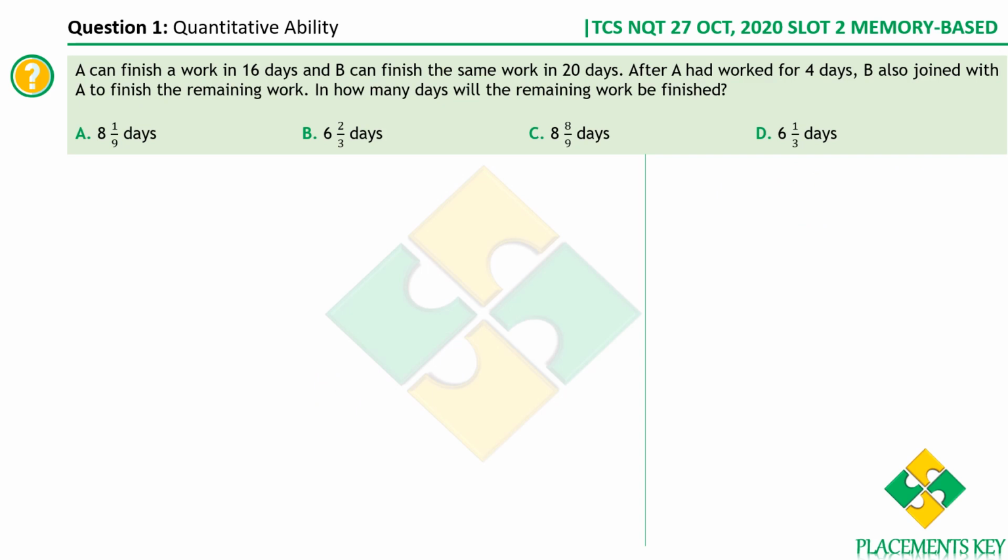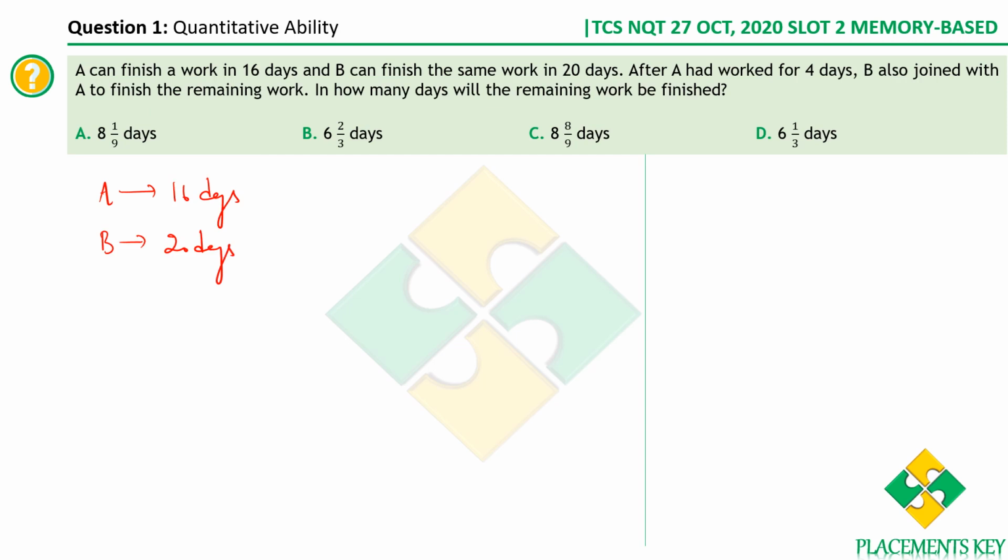A can finish a piece of work in 16 days and B can finish the same work in 20 days. After A had worked for 4 days, B also joined with A to finish the remaining work. In how many days will the remaining work be finished? Okay, so A can do the piece of work in 16 days, and then B alone can finish the same work in 20 days.